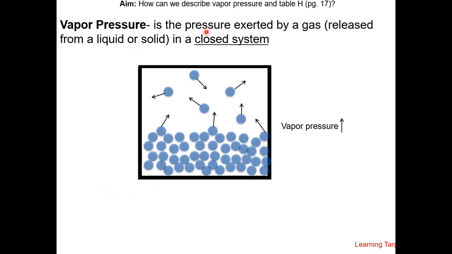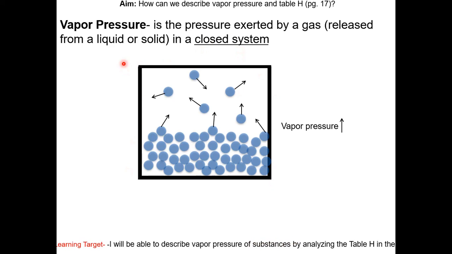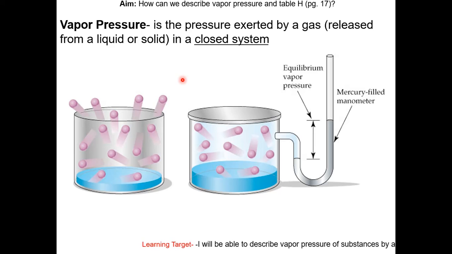Vapor pressure is the pressure exerted by a gas released from a liquid or solid in a closed system. In this container, we have particles in the liquid state becoming a gas. The gas particles will exert a pressure. The arrows represent the vapor pressure. Vapor pressure can be measured in a closed system. That way the gas molecules will not escape.